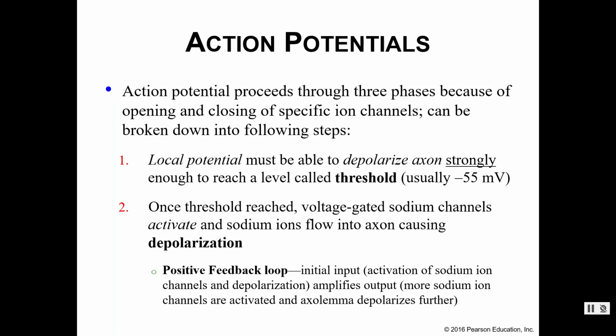Why do we have these 3 phases? It's because of how the ion channels open and close. Okay. So, first step is local potentials. We have to be able to depolarize the axon enough to where we hit a level that's called threshold. So we said local potentials or graded potentials, they can vary. Sometimes we only change the membrane potential a little bit. Sometimes we change it a little bit more. If we want to do an action potential, we are looking to depolarize at least to threshold, which is -55 millivolts.